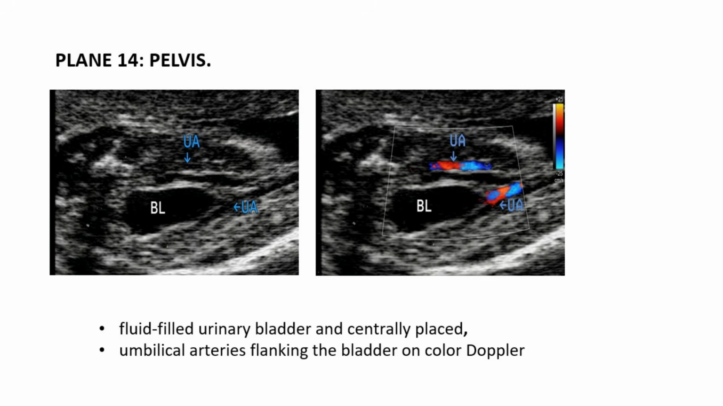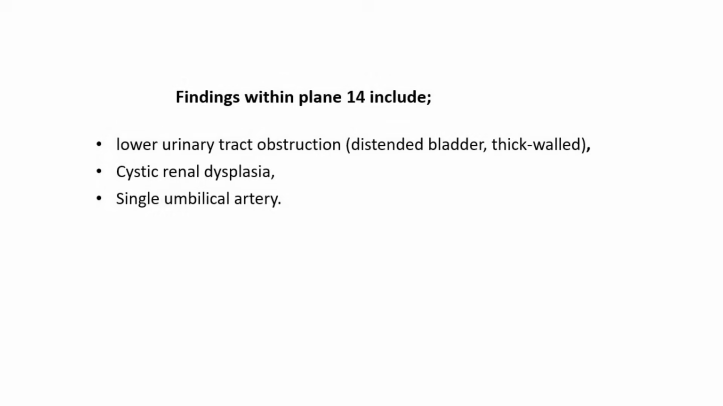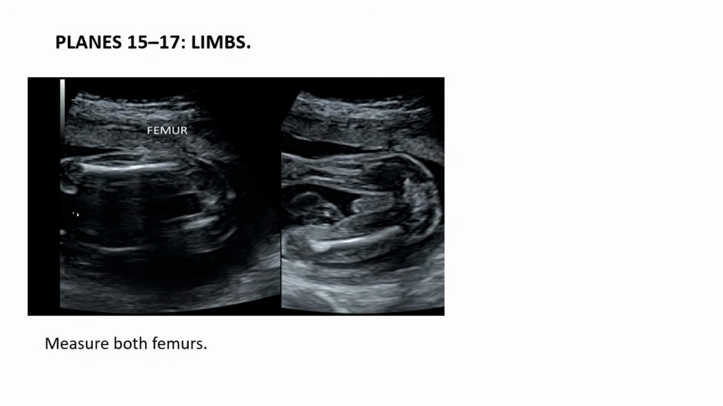If you can only see one umbilical artery, this suggests a 2-vessel cord, also called a single umbilical artery, which is a referral criterion. Findings within plane 14 include lower urinary tract obstruction, distended bladder, thick-walled, cystic renal dysplasia, and single umbilical artery. Planes 15 to 17, limbs.